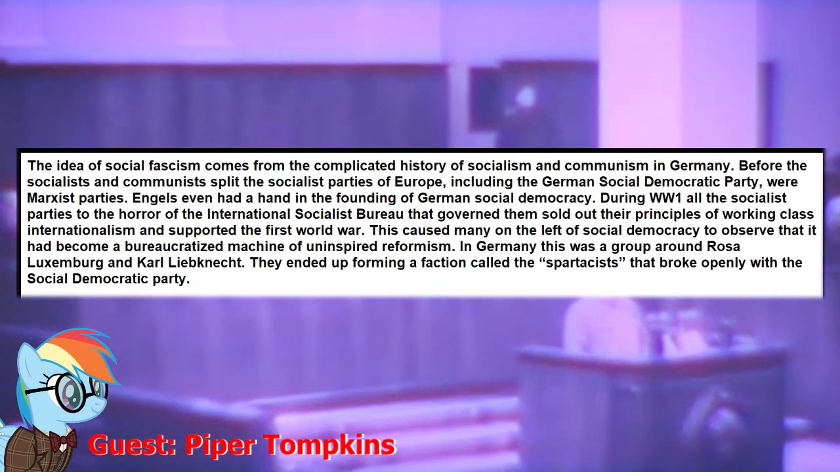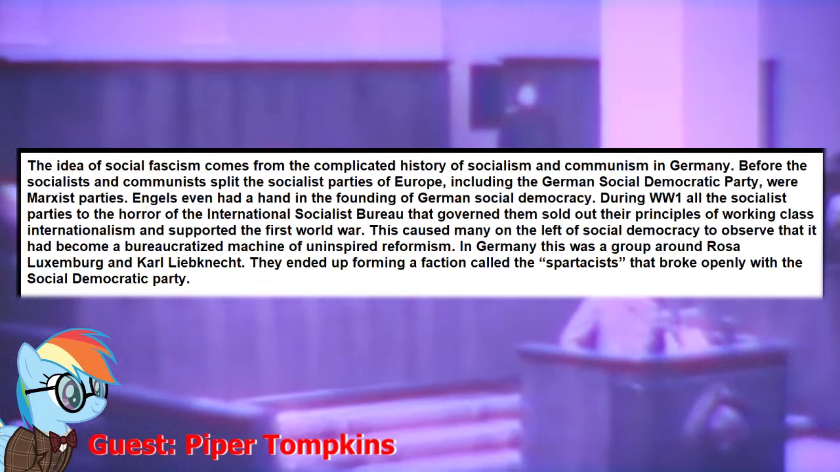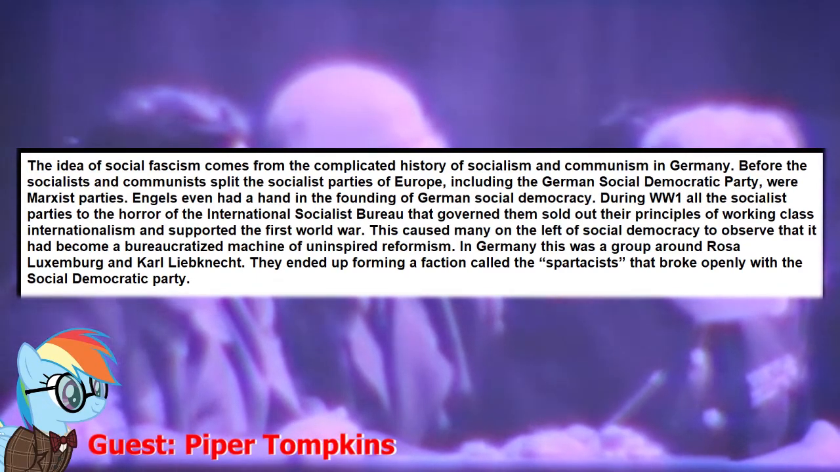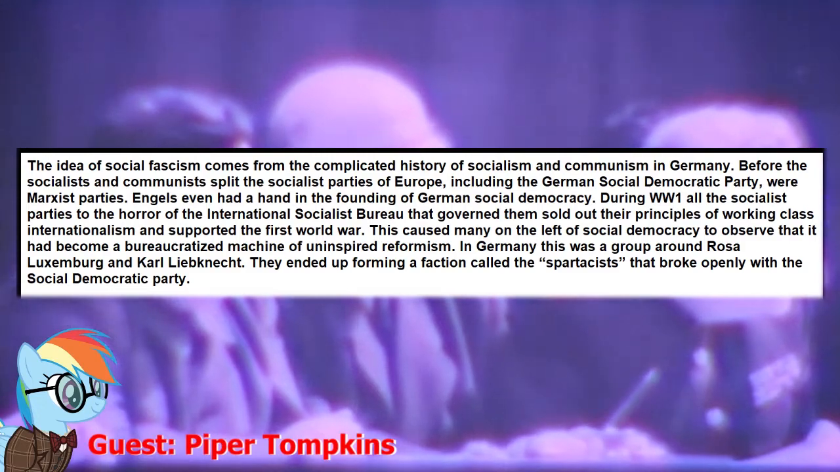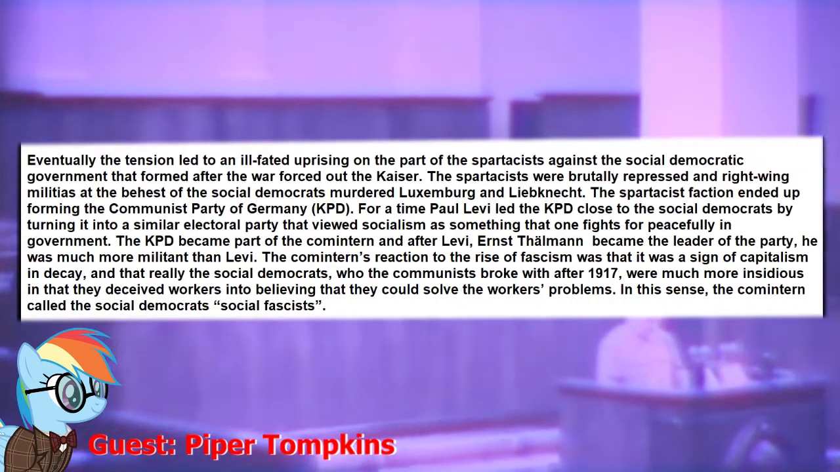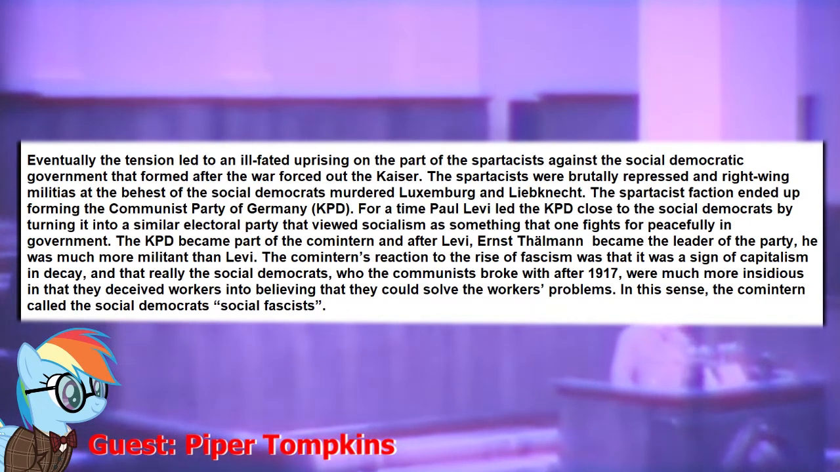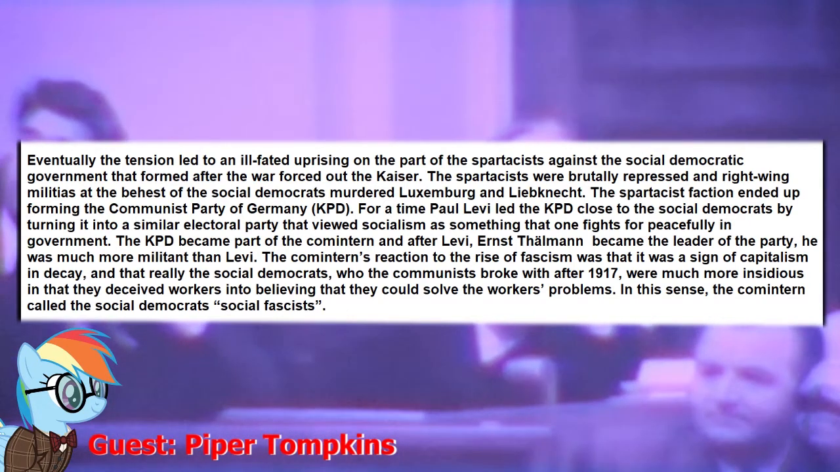This caused many on the left of social democracy to observe that it had become a bureaucratized machine of uninspired reformism. In Germany, this was a group around Rosa Luxemburg and Karl Liebknecht. They ended up forming a faction called the Spartacists that broke openly with the Social Democratic Party. Eventually, the tension led to an ill-fated uprising on the part of the Spartacists against the Social Democratic government that formed after the war forced out the Kaiser.